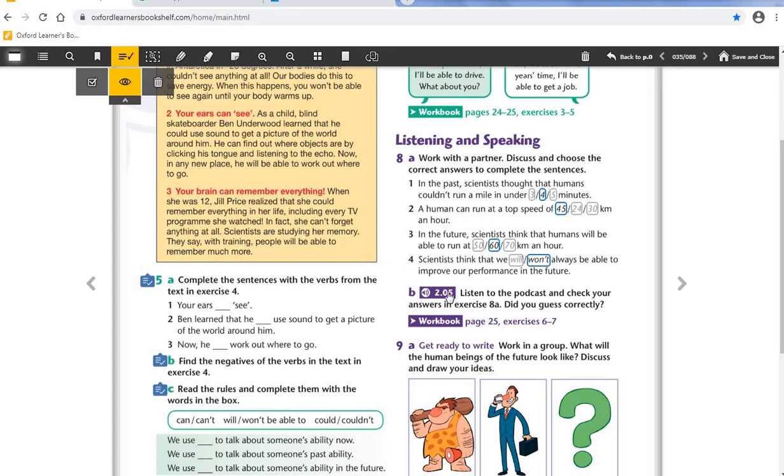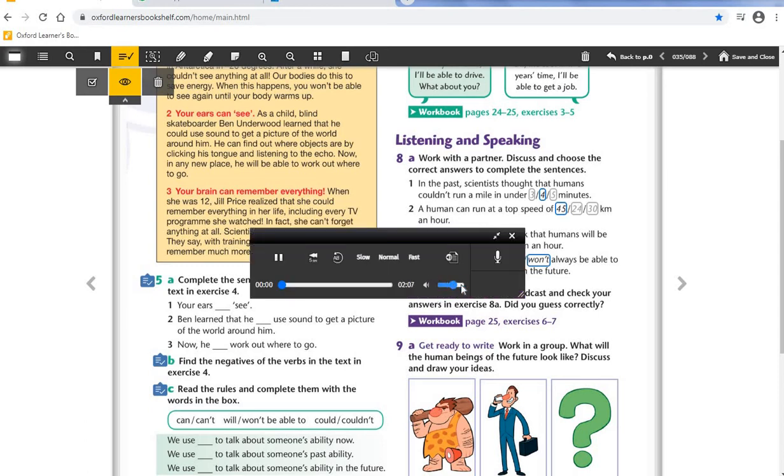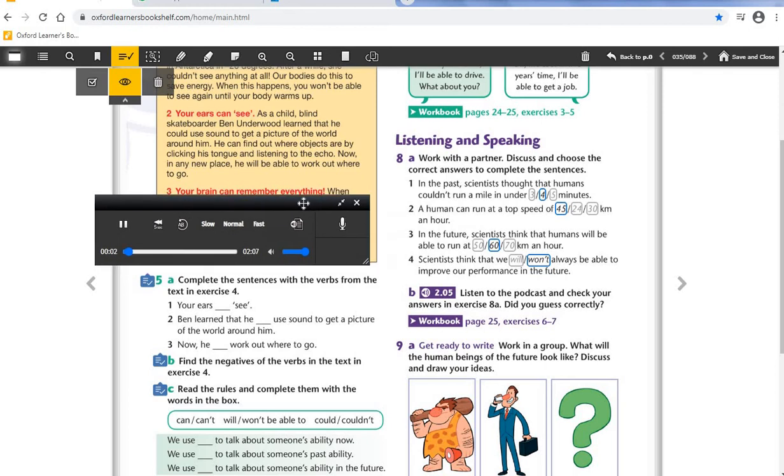Now, listen to the podcast and check your answers. Track 5, page 35, exercise 8.